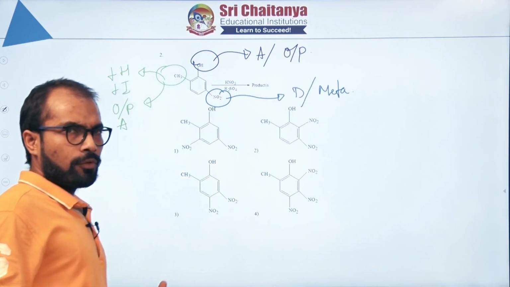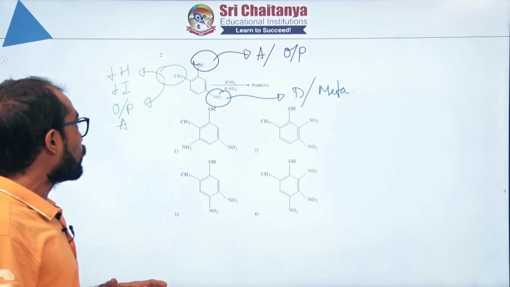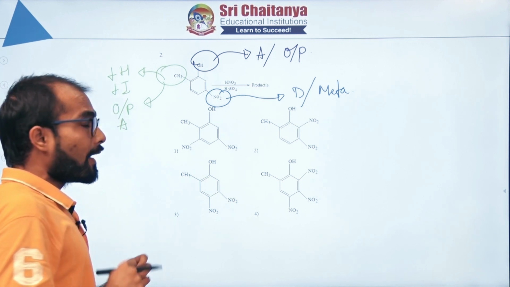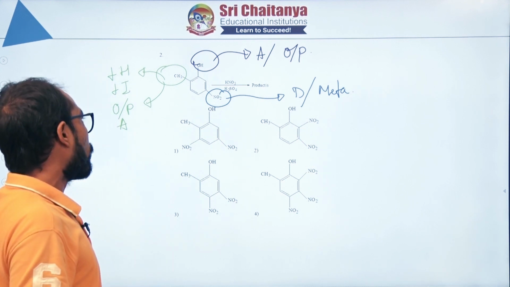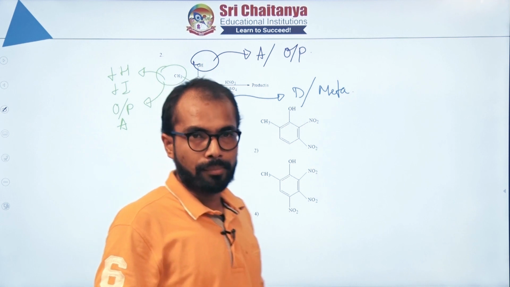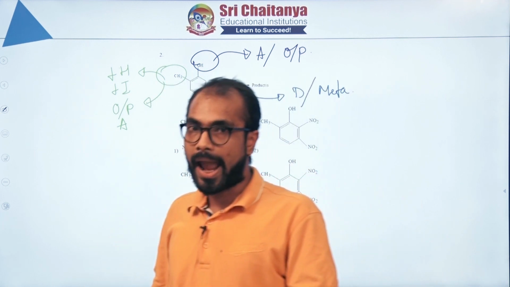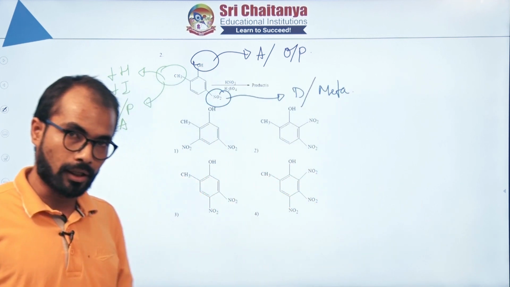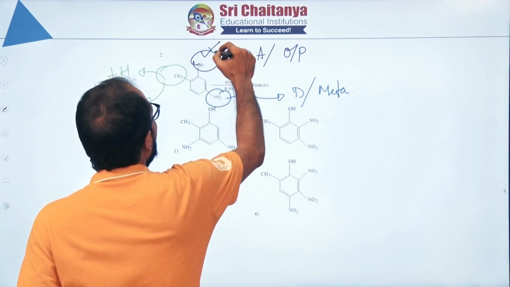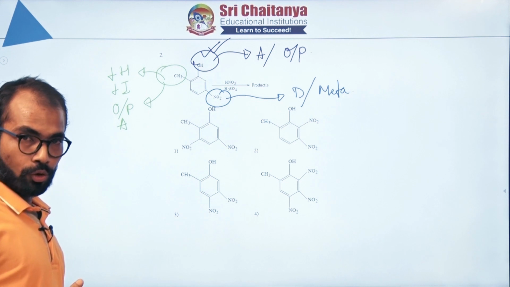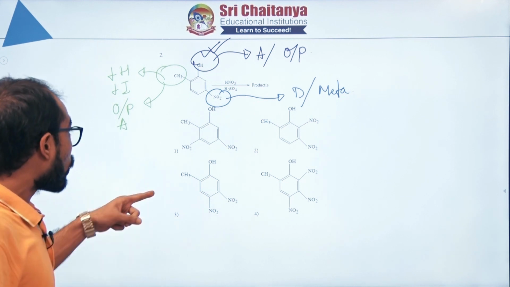Now if you use this information and you sum up, the directing nature comes here as an important factor in deciding the product. The overall product will be decided by the stronger activating group. Now who is the stronger activating group here? Among all, we have this phenol as the stronger activating group. Now it will direct at ortho and para.